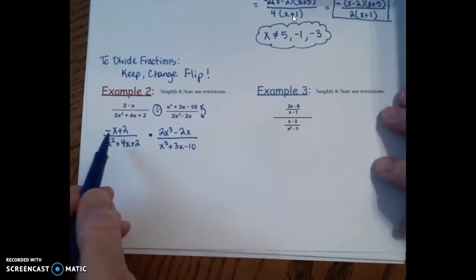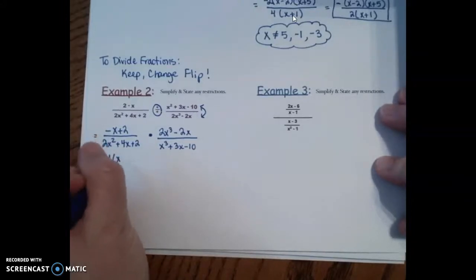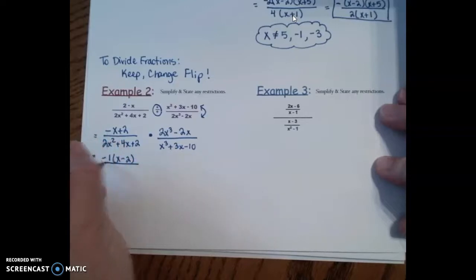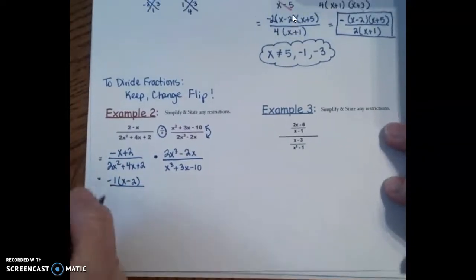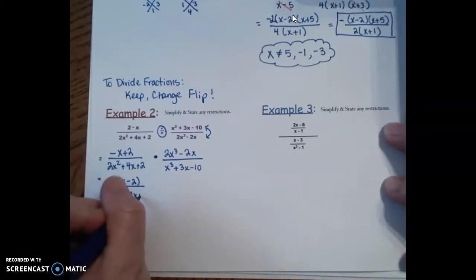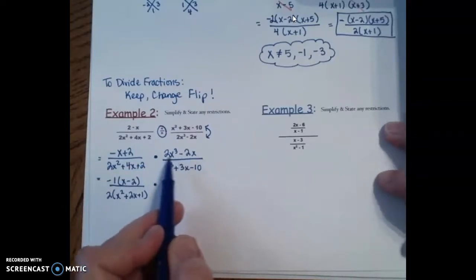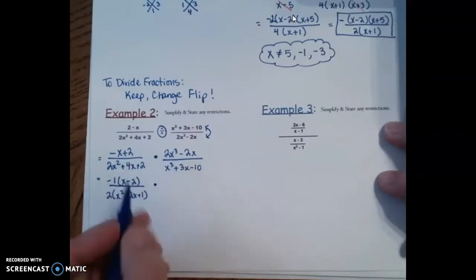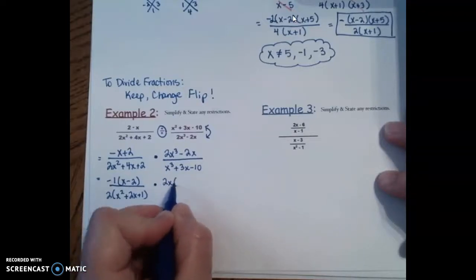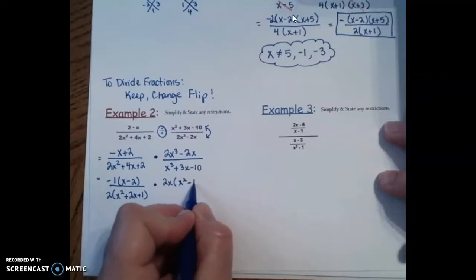Okay? Anytime there's a negative, you want to factor out the negative 1. So that's going to change the sign. There's a GCF of 2 on the bottom. So when I factor out this 2, I'm going to get x squared plus 2x plus 1. Over here, we also have a GCF. It's going to be 2x this time. So when I factor out the 2x, I'm going to get x squared minus 1.